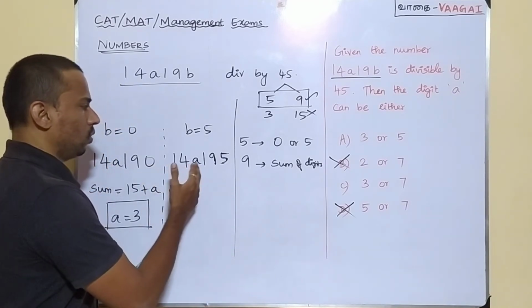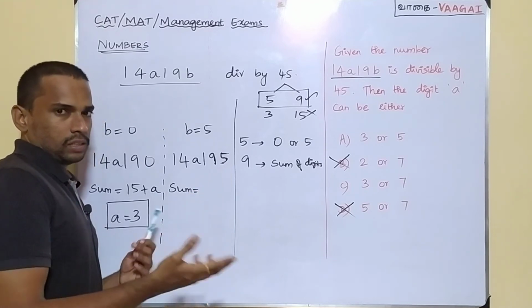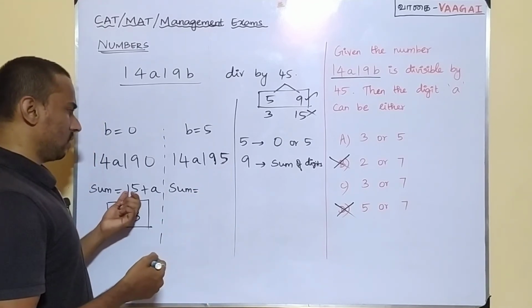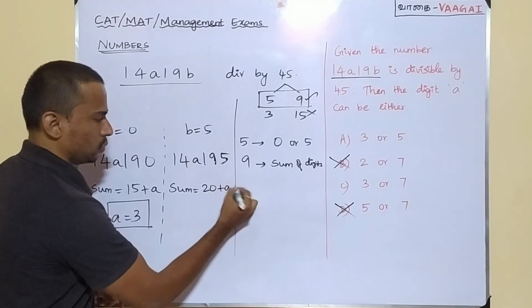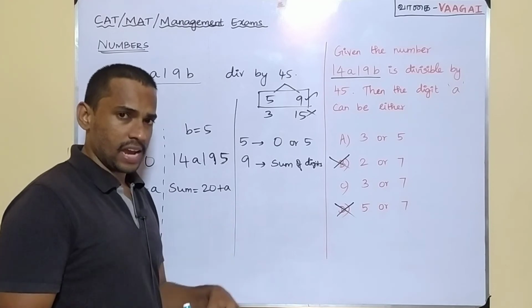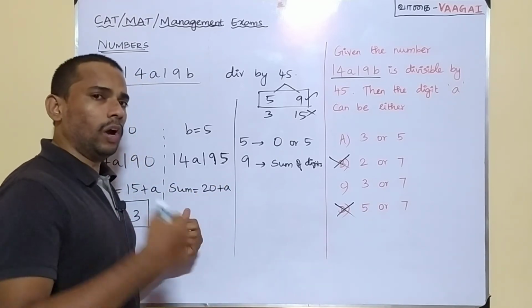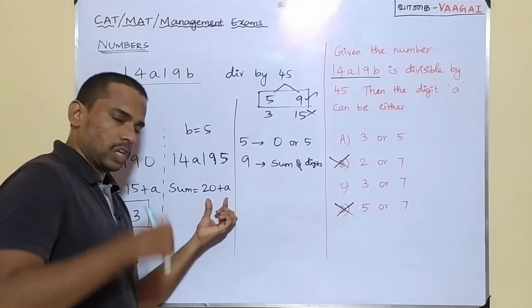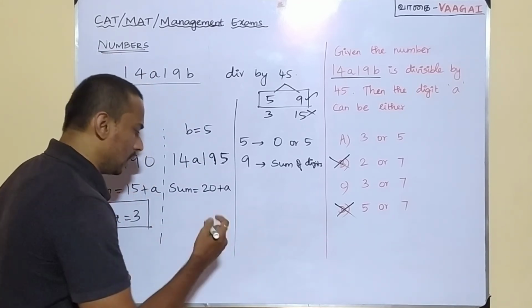Why? Because 1, 4, 1, 9, 5, this is what we have. Here instead of 0 you have got 5. The others are same, right? So in that case you will be having 15 plus 5 more. So that means 20 plus our A as usual. So our sum of the digits is going to be 20 plus A. And again the question's condition is the same. If I want to make the sum of the digits expression 20 plus A divisible by 9, what value can I put for A?